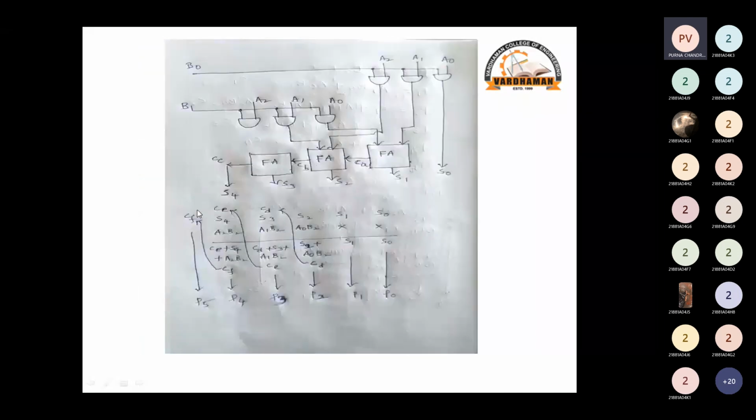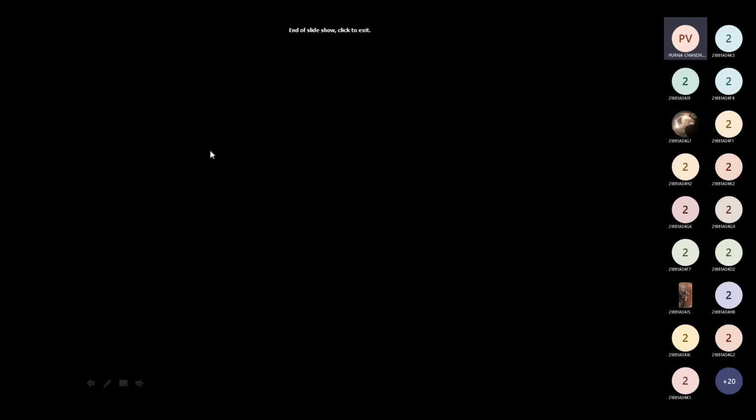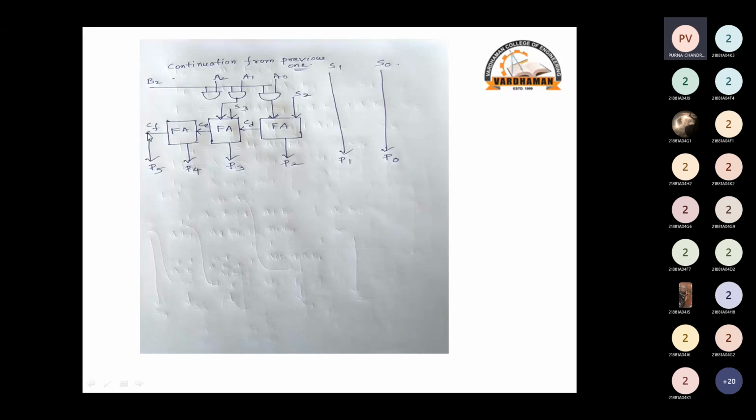For the next full adder, what are the inputs? CE, S4 and A2 B2. Here write down S4. I forgot to write inputs for this one. One input is S4, the other input is A2 B2. What are the outputs? The outputs are P4 and CF. We don't have any further adders, so CF goes to P5.